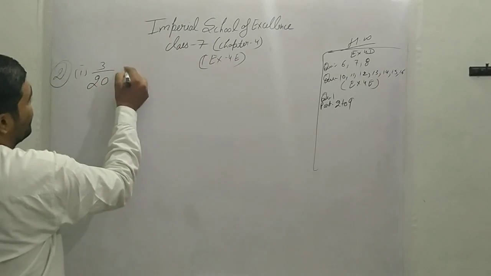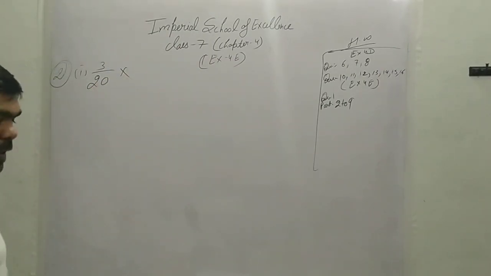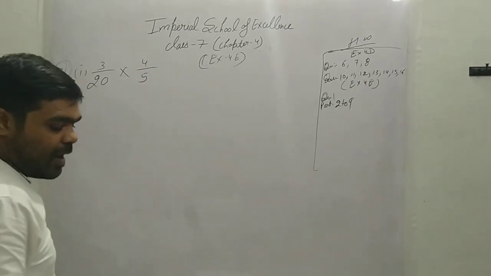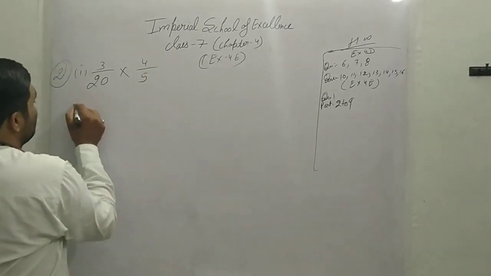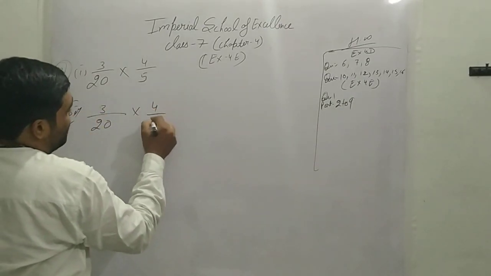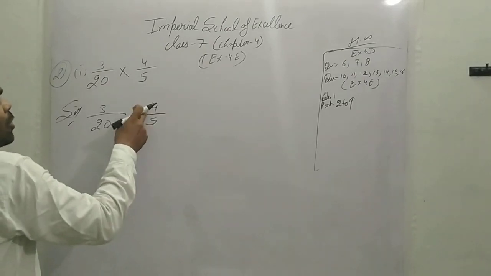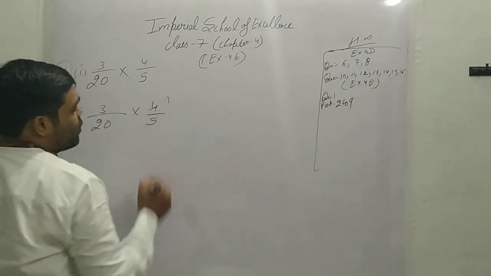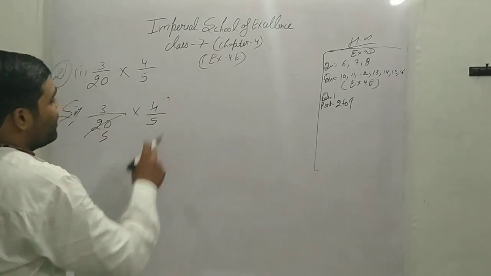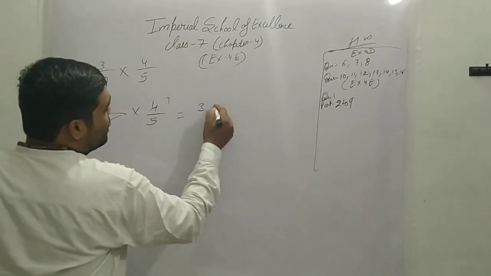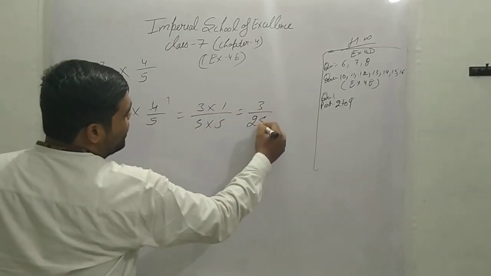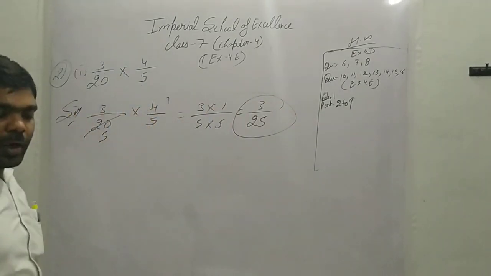3 upon 20 multiply by 4 upon 5. What you have to do? First of all, in the solution write here 3 upon 20 multiply by 4 upon 5. See, in the table of 4, 20 is coming. 4 1s are 4, 4 5s are 20. Cut it. Now 3 multiply by 1, 5 multiply by 5. 3 1s are 3, 5 5s are 25. This is your answer, 3 upon 25.